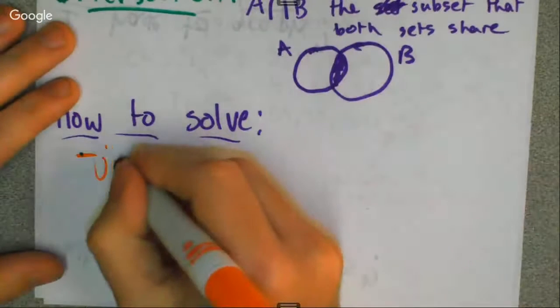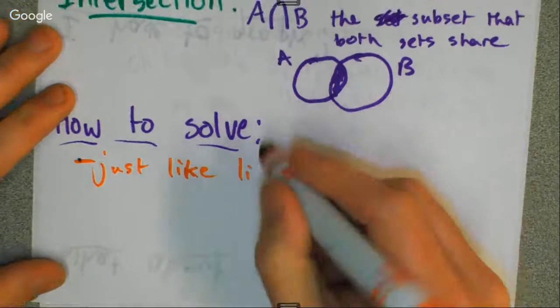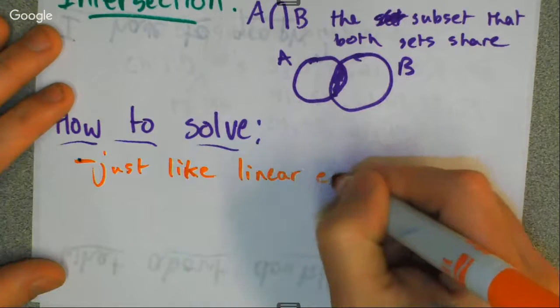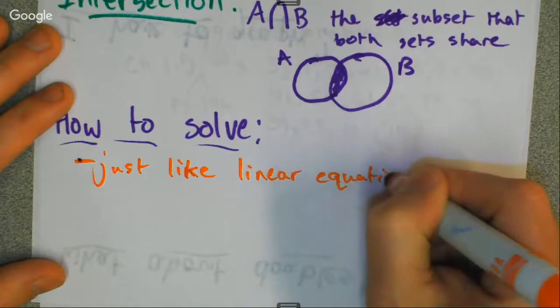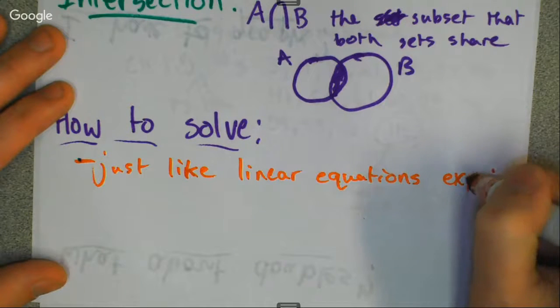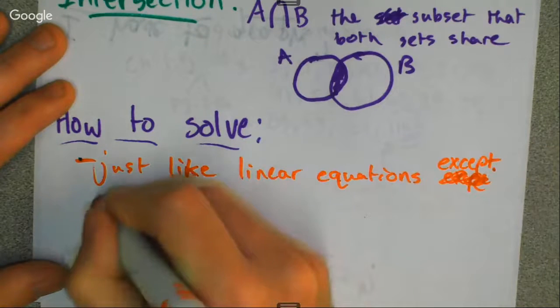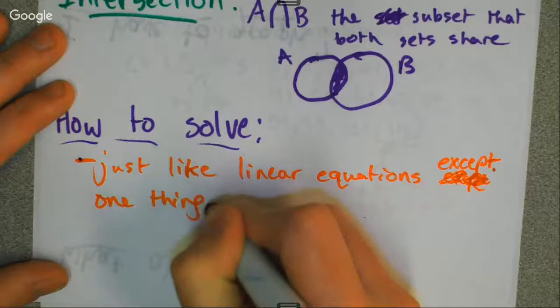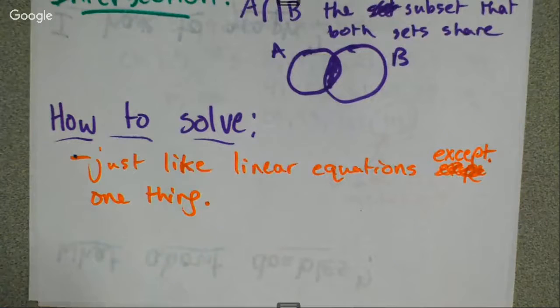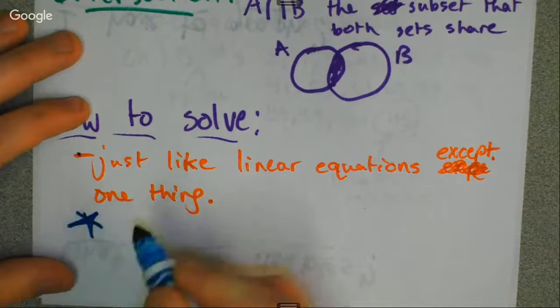So just like linear equations, except one thing. And this one thing is super, super important. This is the difference in you getting it right and you getting it wrong by a long shot. So here it is. Maybe put a star by it.